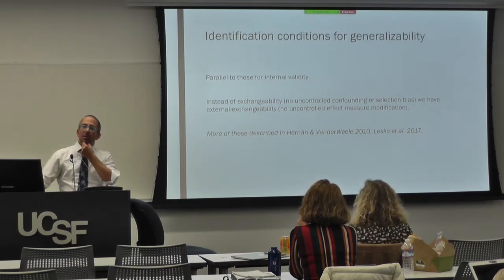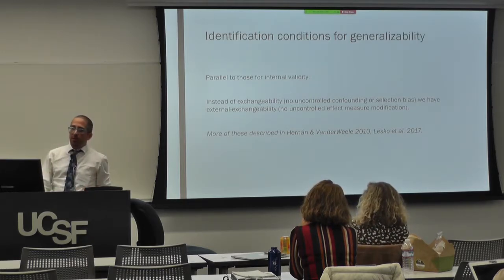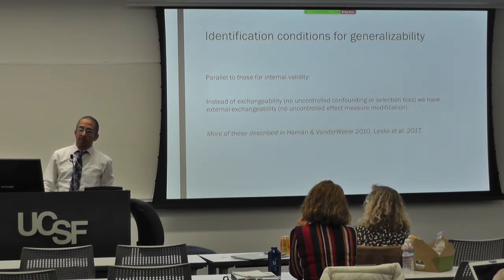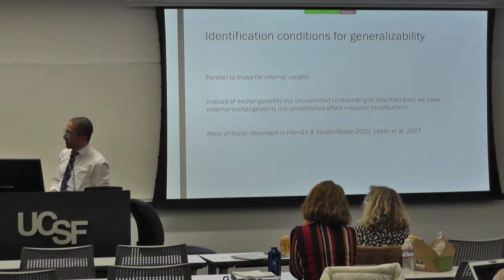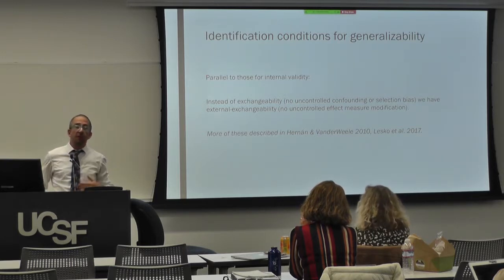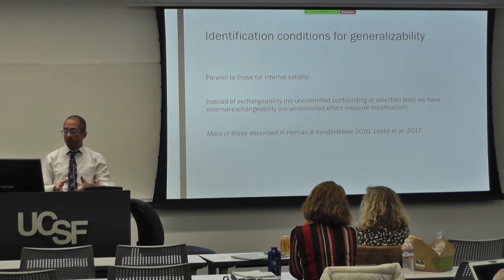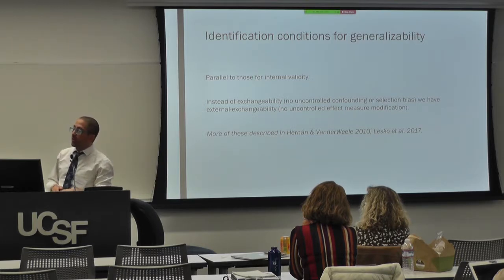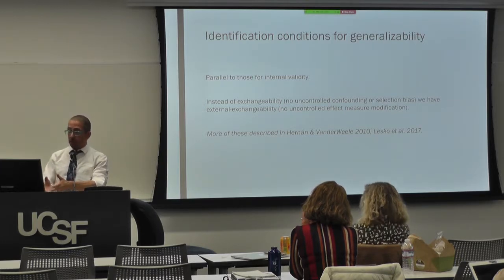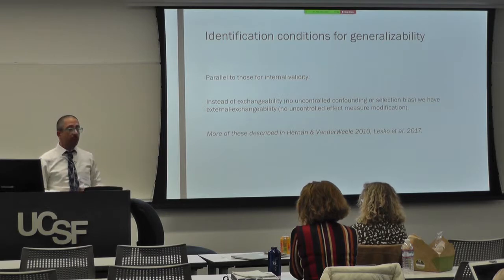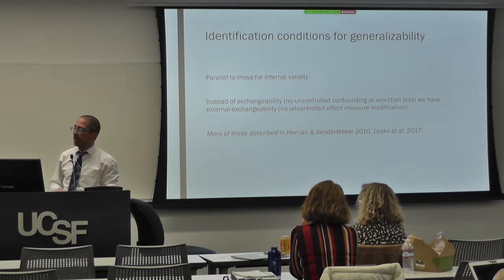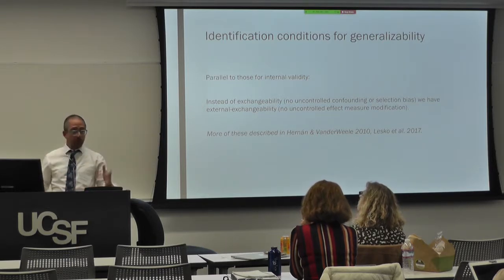So, in fact, these problems are very similar to the problems we face when we're doing an observational analysis and we want to make some sort of inference about a causal effect within our study sample. Instead of exchangeability for an internal sample, if you have an observational study, you need no confounding and no selection bias, and the causal inference people call that exchangeability.